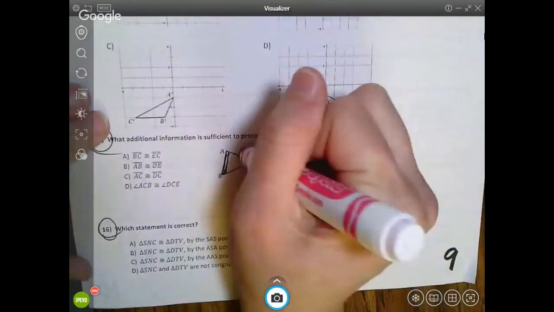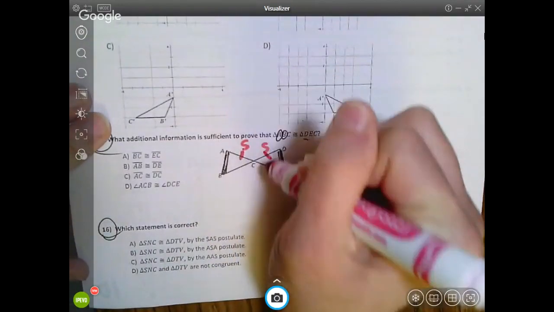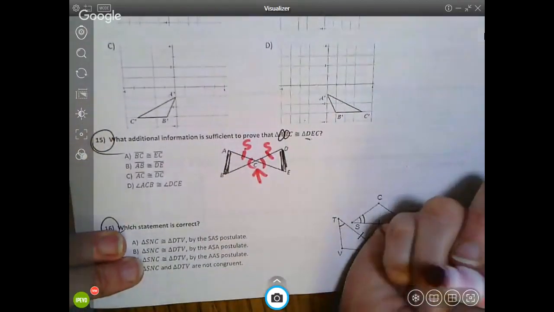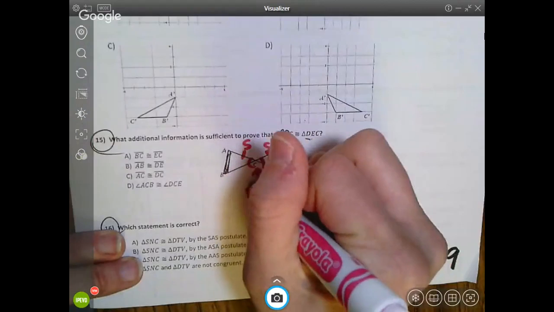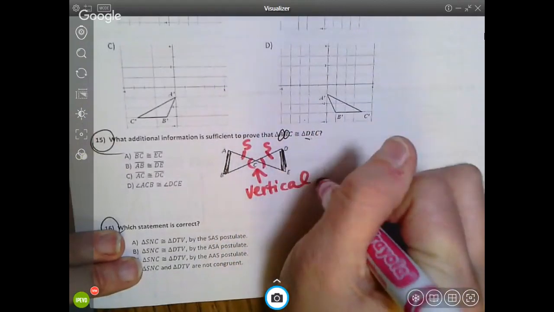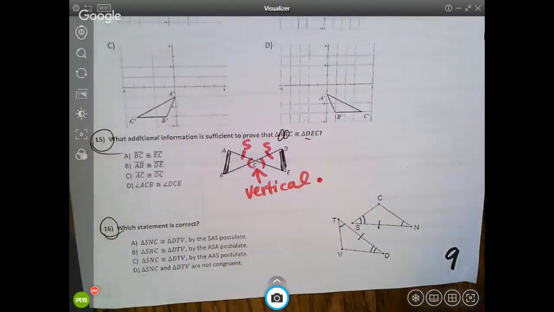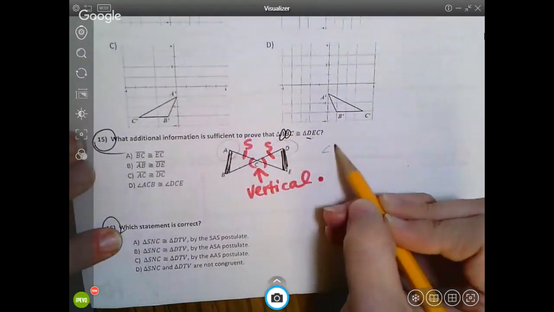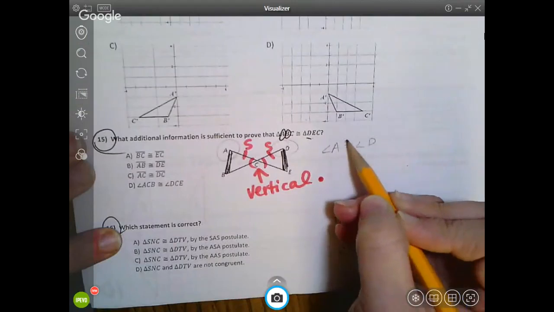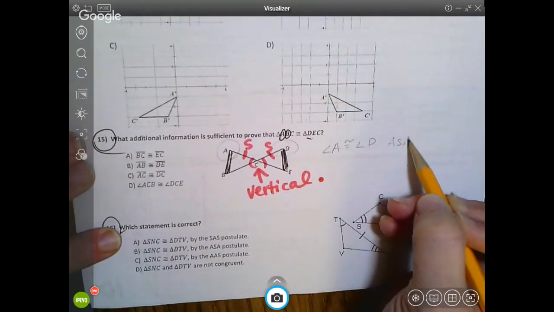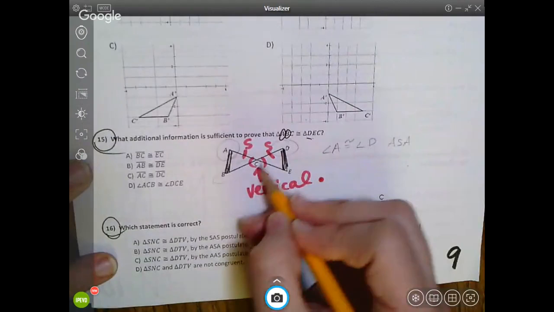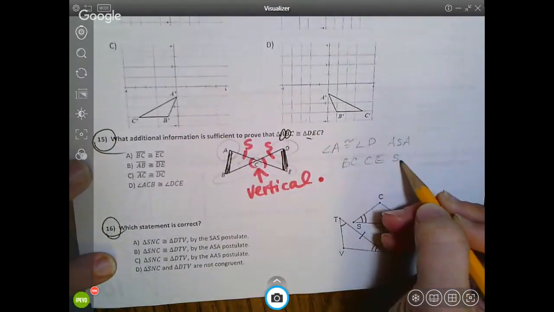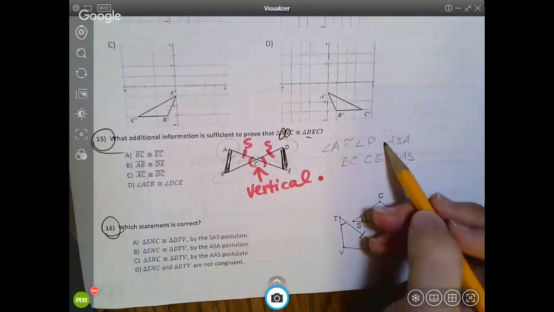We know that we have a side here. And we know we have angles. Why do we have these angles? What kind of angles are they? Brilliant. So the only thing that we could possibly get is we could either get an angle here. If we had angle A and angle D, that would allow us to do angle side angle. Or if we had BC and CE, that would allow us to do side angle side. So these are the only 2 that would help us.